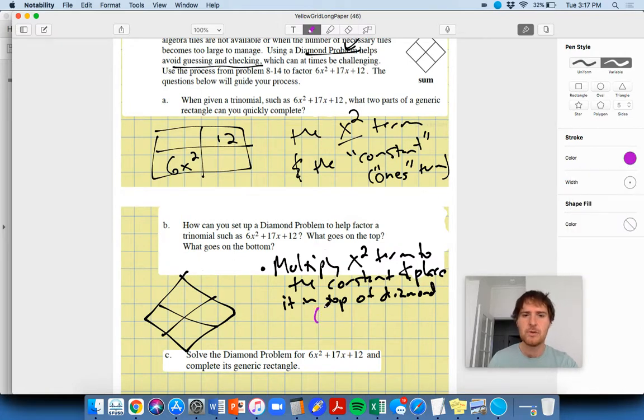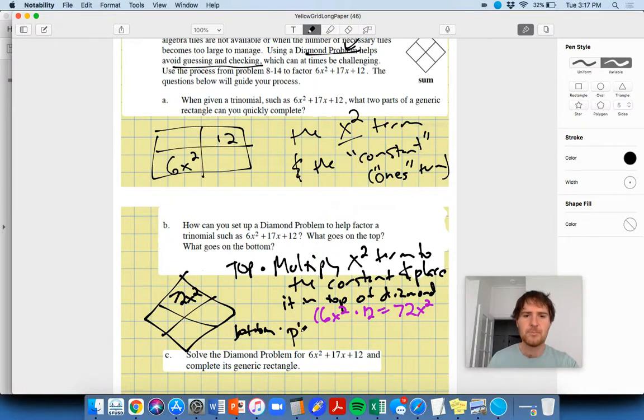I need to do 6x squared times 12. Okay, and 6 times 12 is 72. And x squared times x is x cubed. So again, it was just x squared here. Okay, so that's going to go in the top of the generic rectangle. What goes on top? So this is the top. We multiply the x squared term and the constant and place it on top of the diamond, and then we follow our directions for the bottom.